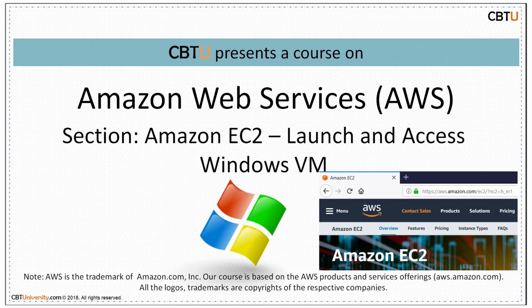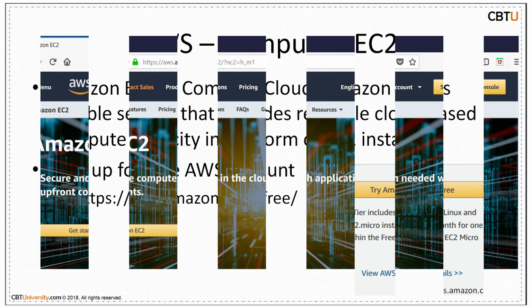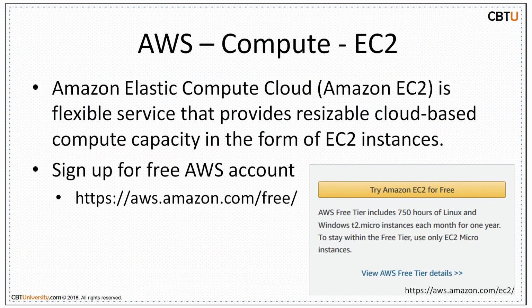CBTU presents a course on Amazon Web Services, section Amazon EC2, Launch and Access Windows Virtual Machine. Amazon EC2 is the flagship product of AWS under compute. It is secure and resizable compute capacity in the cloud. EC2 is a flexible service that provides resizable cloud-based compute capacity in the form of EC2 instances.